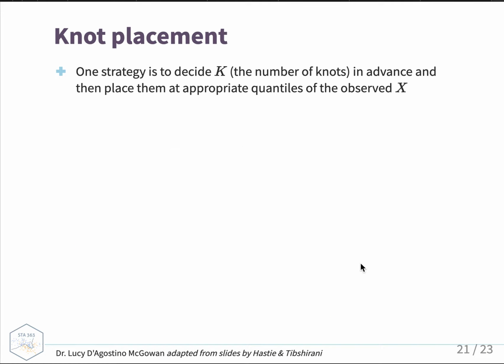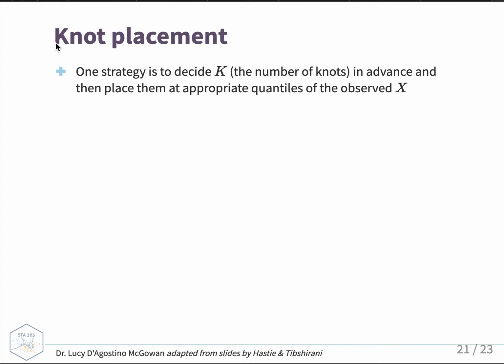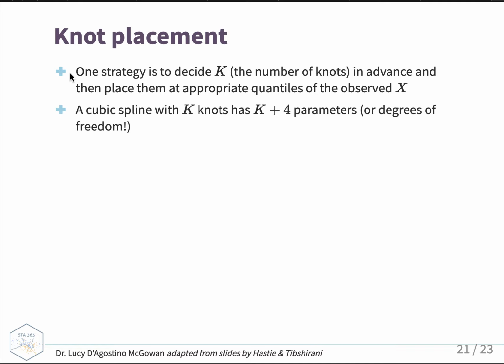So this knot placement is really important despite the method that you're using, and we're going to mostly be using natural cubic splines from now on because that's sort of a preferred method, especially for prediction, but for inference too. So picking the knot placement, one strategy is to decide K, the number of knots, in advance, and then place them at appropriate quantiles of the observed x variable. So a cubic spline with K knots is going to have K plus 4 parameters, or degrees of freedom. But a natural spline with K knots is going to have K degrees of freedom.